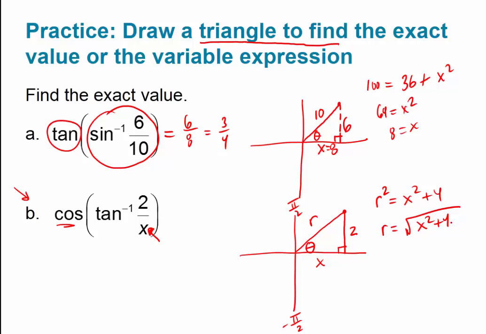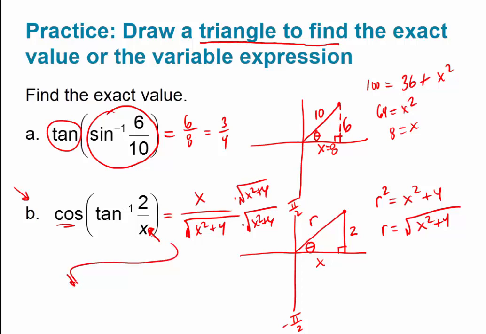So r is the square root of x squared plus 4. Now, as discussed, the cosine of this angle is going to be my x coordinate divided by r. So this would be x over the square root of x squared plus 4. Now, we need to rationalize that denominator. So I'm multiplying the top and the bottom by the square root of x squared plus 4. This is going to equal x times the square root of x squared plus 4, and when I multiply these two together, that's just going to give me x squared plus 4.